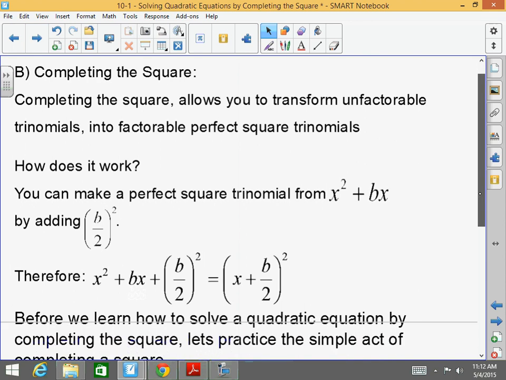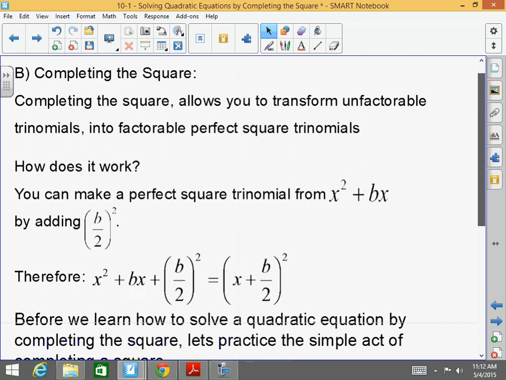In order to complete the square, you got to realize that completing the square allows you to transform an unfactorable trinomial into a factorable perfect square trinomial. How does it work? You can make a perfect square trinomial from the x squared plus bx value simply by adding b over 2 squared. Be careful. A lot of times my boys get confused with the axis of symmetry, which is negative b over 2a, and the completing the square, which is b over 2 squared.